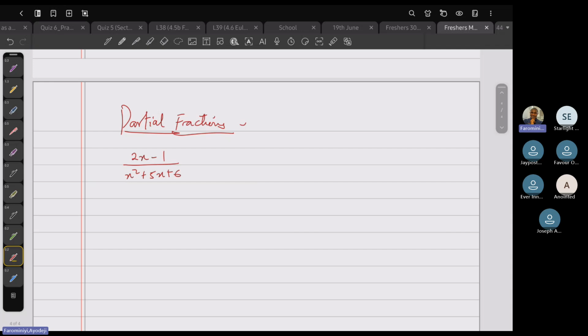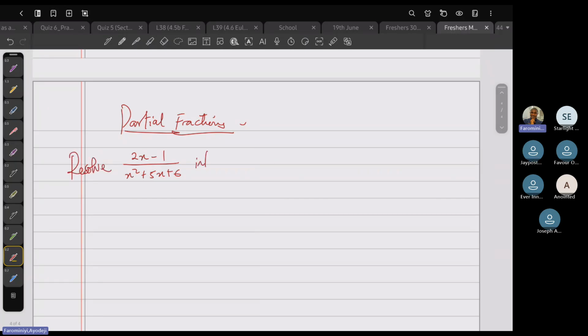Can anybody tell me whether this is a partial fraction? Yes, sir. This is not a partial fraction. This is a simple fraction, but we can resolve it into partial fractions.